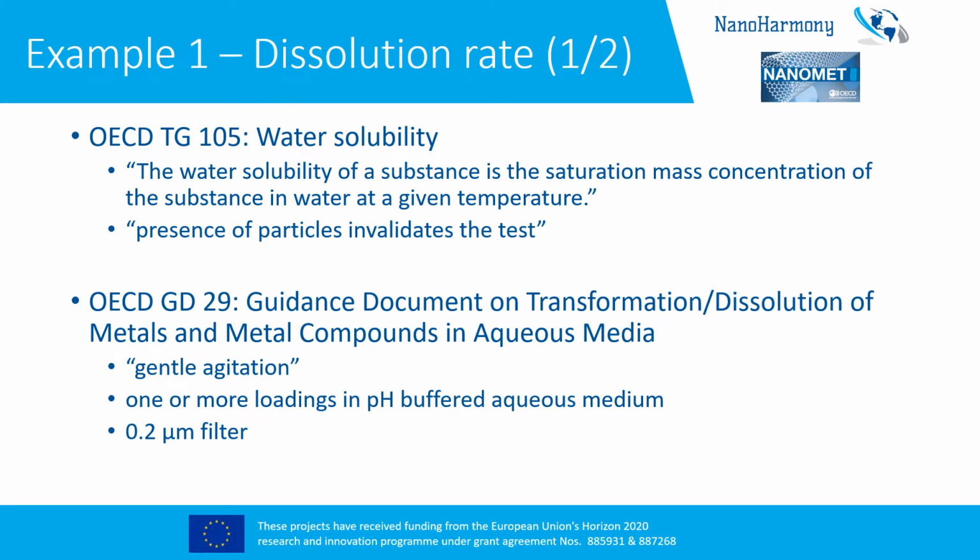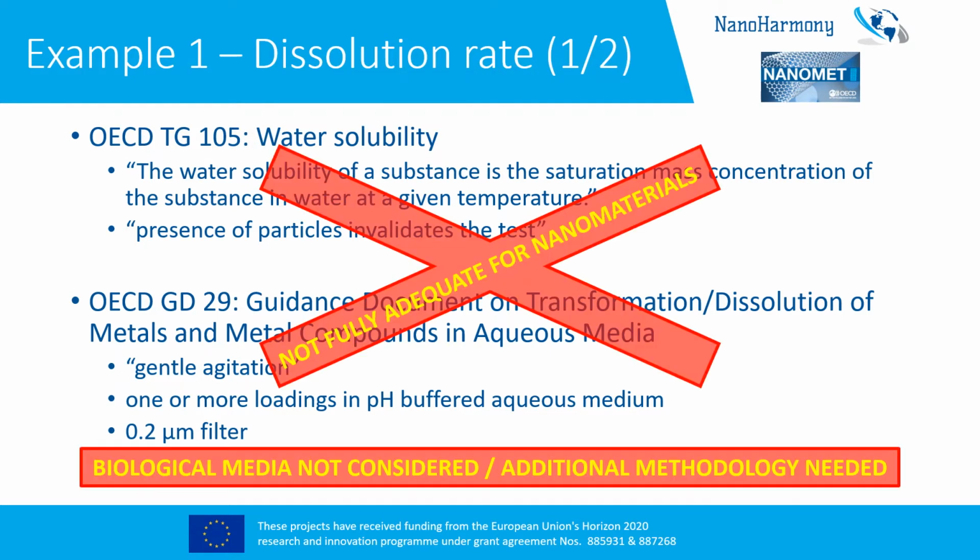On dissolution rate, there is a guidance document, number 29, which is on metals and metal compounds in aqueous media, which uses gentle agitation to stimulate dissolution. And it looks at one or more loadings in pH buffered aqueous media. And the distinction of a 0.2 micrometer filter between dissolved fraction and non-dissolved fraction, which of course is not suitable for nanomaterials, which are all below that 0.2 micrometer filter. So in short, these are not fully adequate for nanomaterials. For instance, the biological media are not considered, and therefore additional methodology is needed.